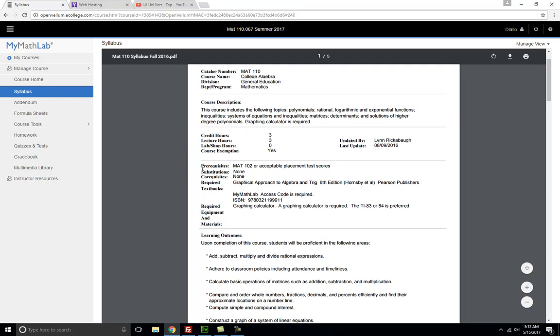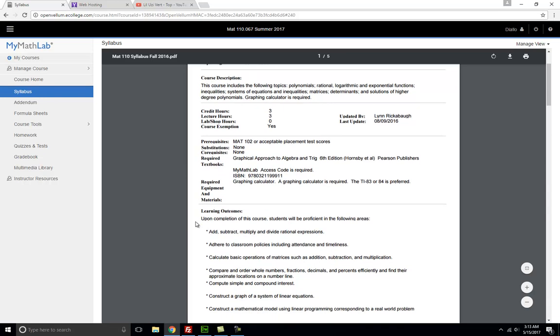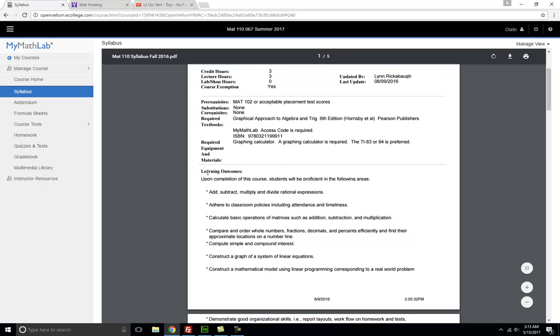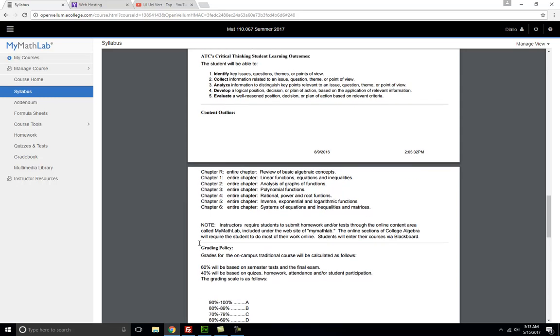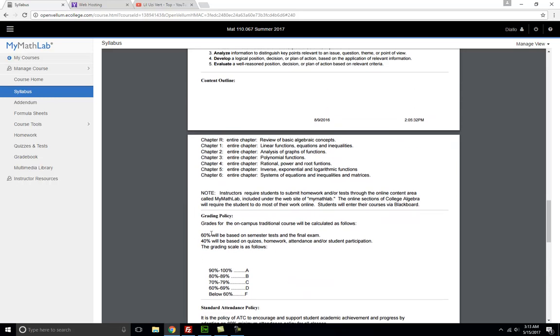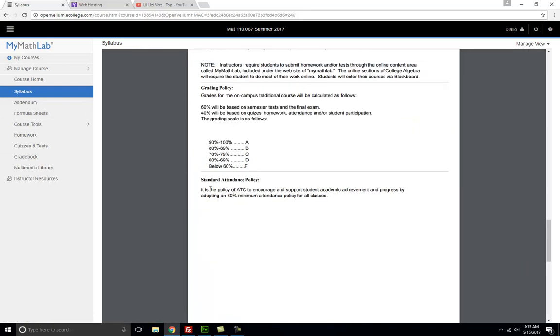Here are some highlights. The prerequisite for the course is Math 102. Here are the learning outcomes for the course, which you can read through at your leisure. Here are the chapters we'll be covering in the course, Chapters R through 6. There's a grading policy and also a grading scale that's more specific in the addendum. There's also a standard attendance policy.